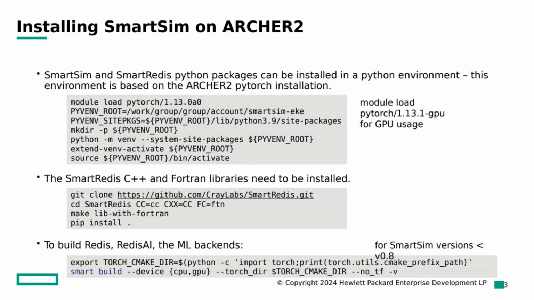And then finally, you have to build Redis and the machine learning backends. This is done with the smart build command. This is part of SmartSim, so this is only available after installing the SmartSim Python package. With this command, you can specify whether you want to build for CPU or GPU, and then you can pass your own PyTorch installation using the torchdir and applying the CMake prefix path. So this is what I did here, so that we can use the PyTorch that's available on ARCHER2.